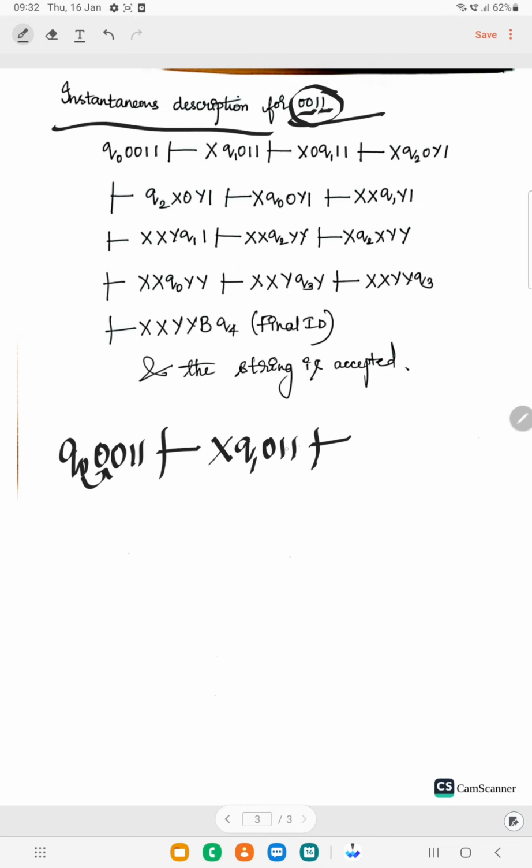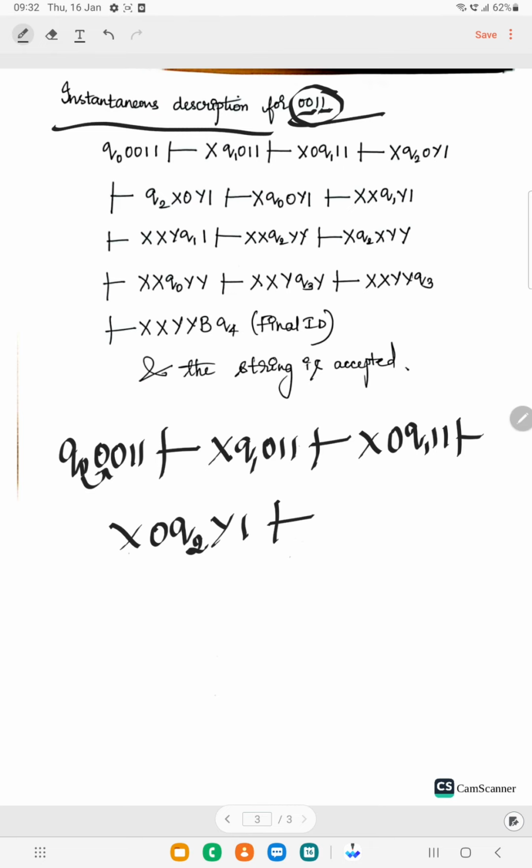Next, Q1 on taking 0: after encountering 0, before encountering the 1, whatever is there, we keep it as it is. So I will encounter 0, I will keep it as it is. Next, whenever I find 1, what will I do? Whenever I find 1, I will change the state, okay, and replace that 1 by Y. Okay, change the state to Q2, replace it by Y, right?